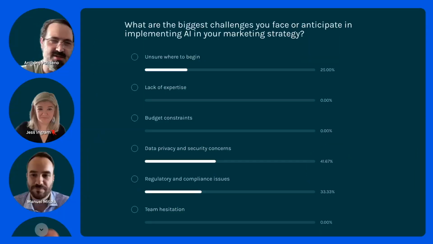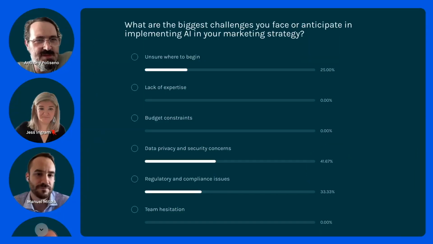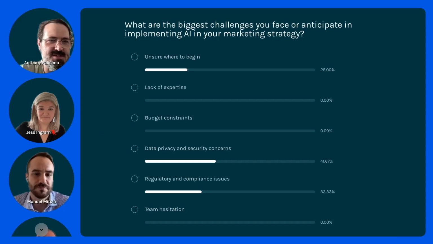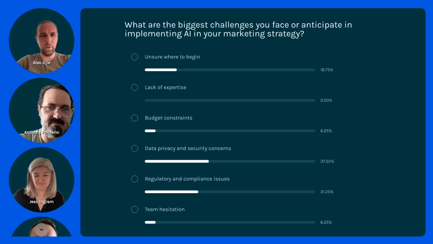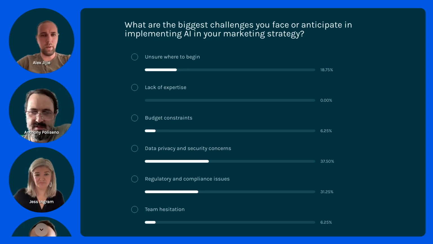Fantastic. We'll put up the poll results for the last question on the screen: what are the biggest challenges you face or anticipate in implementing AI in your marketing strategy? People are afraid about data privacy and security concerns. That's the first, what I can see here. Then regulatory compliance issues is the second option.